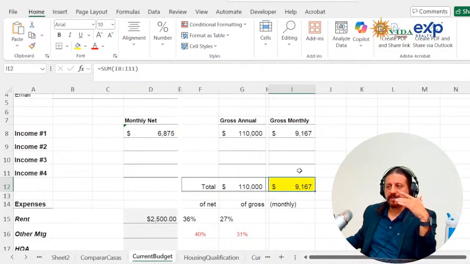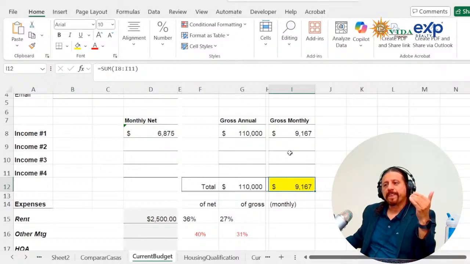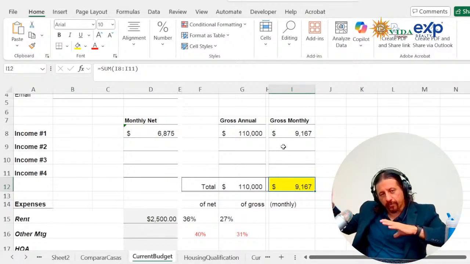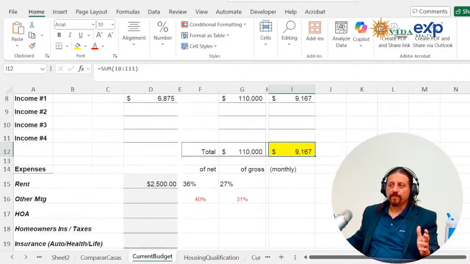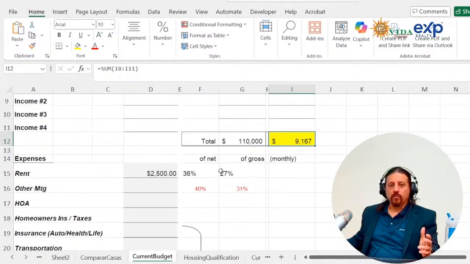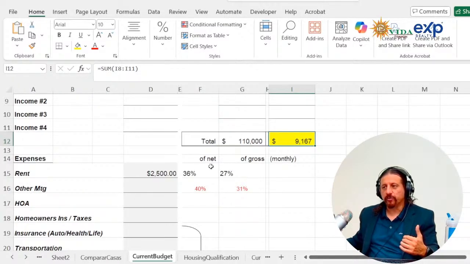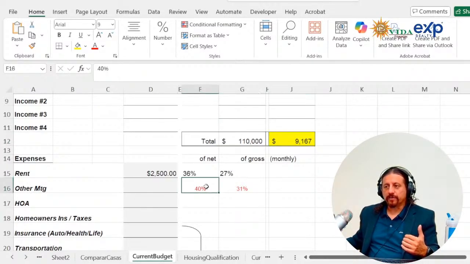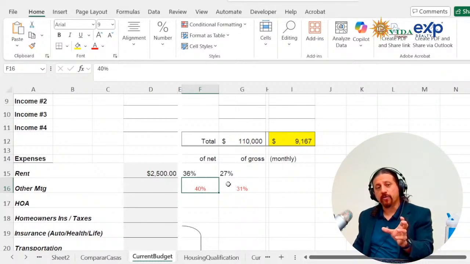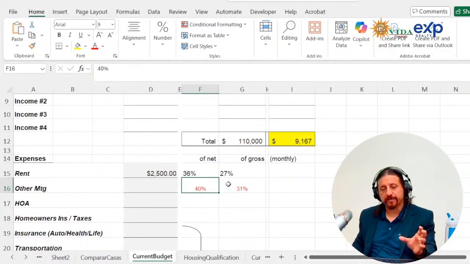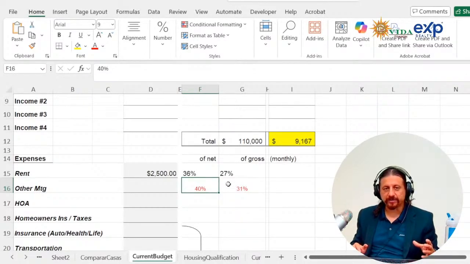So if we look at 110, the monthly gross income would be $9,167. Before we get into the affordability side, let's look at guidelines. In the housing counseling world, you have to look at both gross and net, that's your actual take-home. In that world, the guideline is that 40% of your take-home pay goes to your housing payment, whether that's rent or mortgage. That's the recommendation.